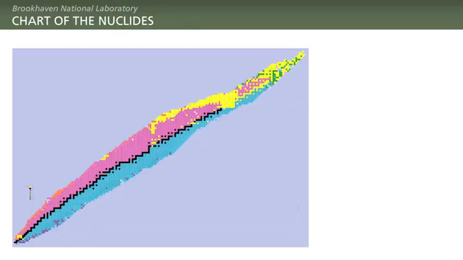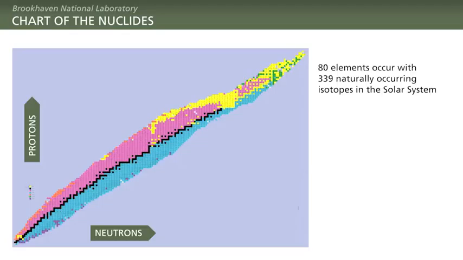This is a diagram where we have on the x-axis the number of neutrons that exist within the nucleus, and on the y-axis the number of protons. You can see the black squares that form the center of this array. Those are the stable nuclei that we have within the elements that we have within our solar system. There are 80 elements that occur, 339 naturally occurring isotopes of these elements within our solar system.